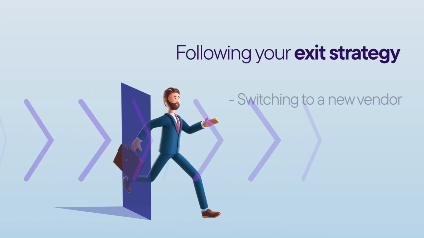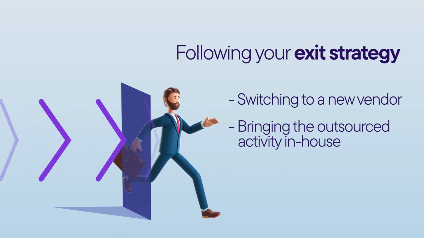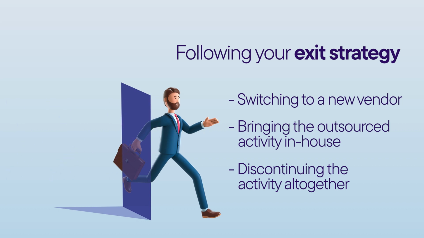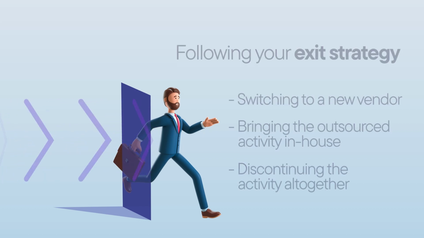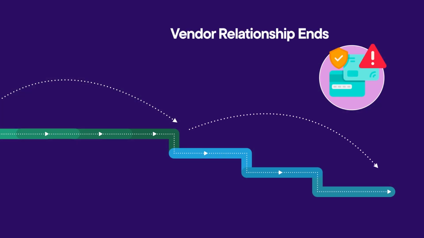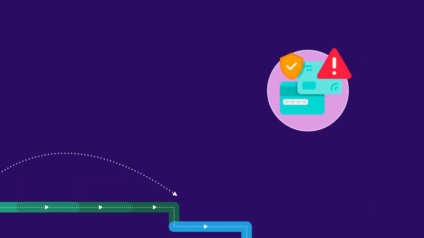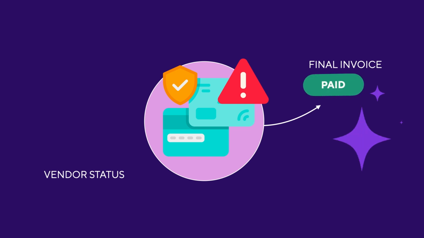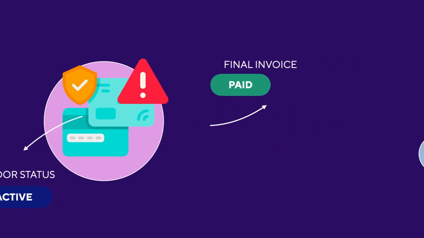This involves following your exit strategy, which might be switching to a new vendor, bringing the outsourced activity in-house, or discontinuing the activity altogether. The final step in offboarding is to perform third-party risk management closure. Whenever a vendor relationship ends, there are often a few administrative tasks that must be completed, such as paying final invoices and updating the vendor's status in all your systems.